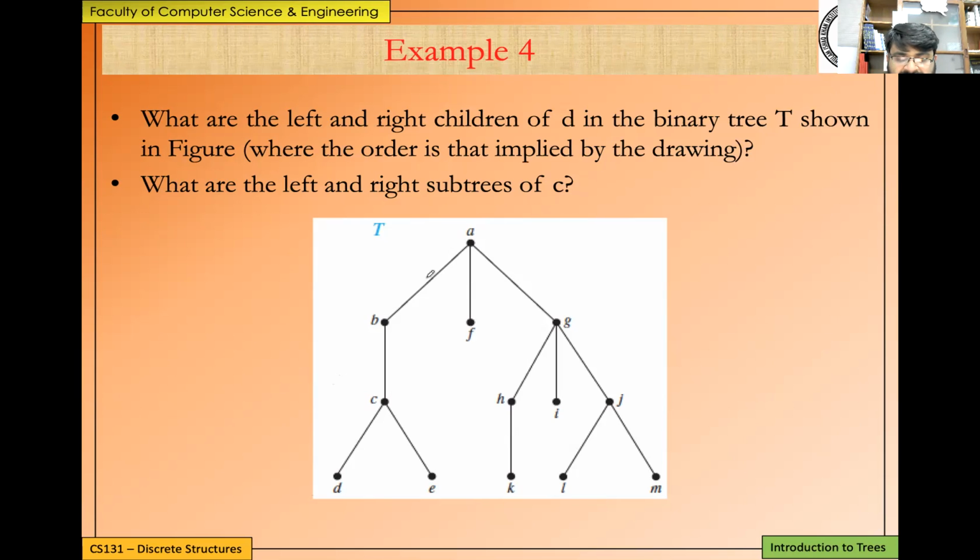So you'll notice that, for example, in this case, a smaller alphabet always precedes a larger alphabet. For example, in the same line, B, F, and G are there. B is smaller than F and F is smaller than G. In this line, C is less than H and H is less than I and I is less than J.